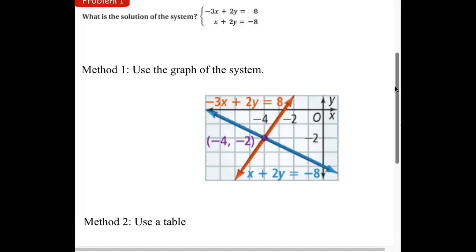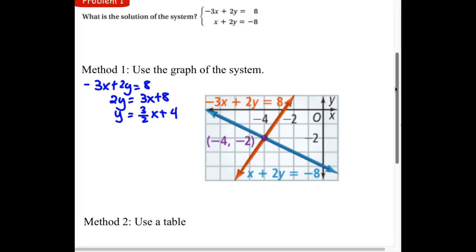So let's look at the first one. We've got negative 3x plus 2y equals 8. If we were going to solve this for y to put it in slope-intercept form, we would have 2y equals 3x plus 8, just adding the 3x to the right side. And then if we divide everything by 2, we now have it in slope-intercept form. So we're going to start this graph with a y-intercept of 4.